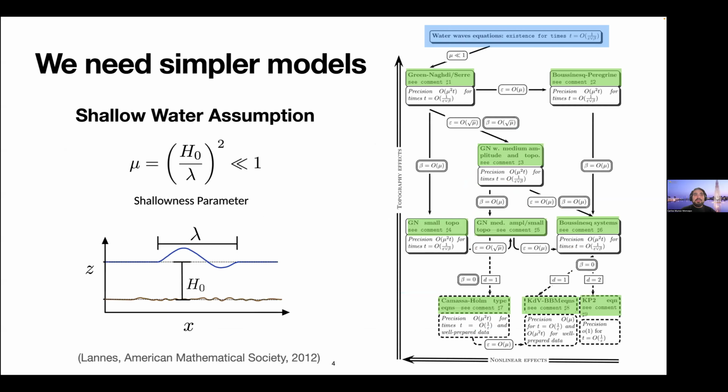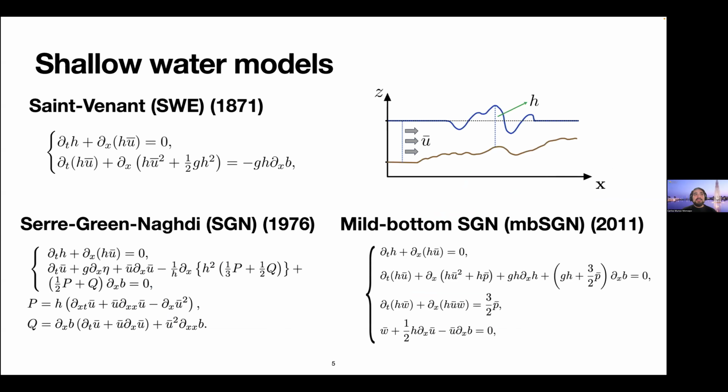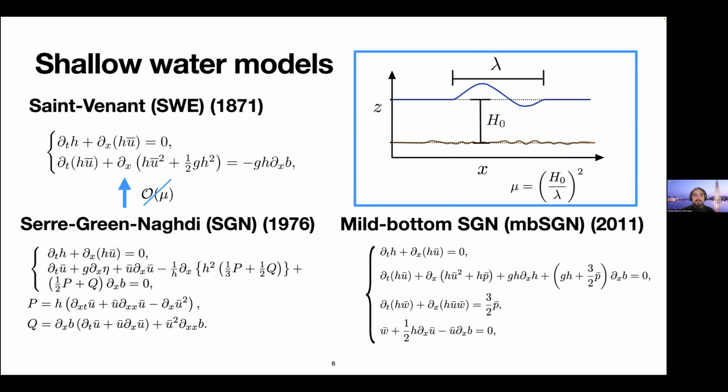We get simpler models commonly through the shallow water assumption, which is assuming that the characteristic length of the waves is much larger than the characteristic depth of the water. With this assumption, we get a whole zoo of approximations of the Euler equations. In particular, we are interested in three of these models. The Saint-Venant or shallow water equations, Serre-Green-Naghdi or SGN, and a mild-bottom approximation of SGN. Of course, of these three models, SGN is the most general one. Under certain assumptions, we can recover shallow water equations or its mild-bottom approximation.